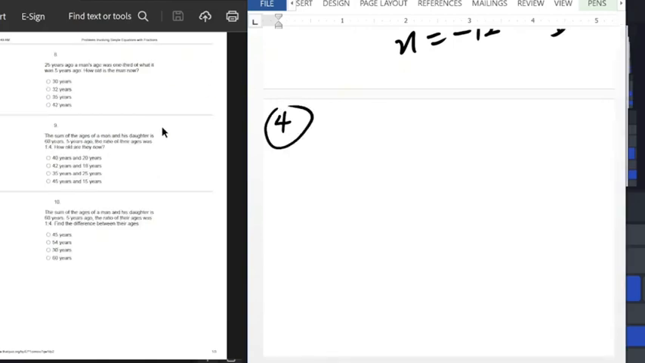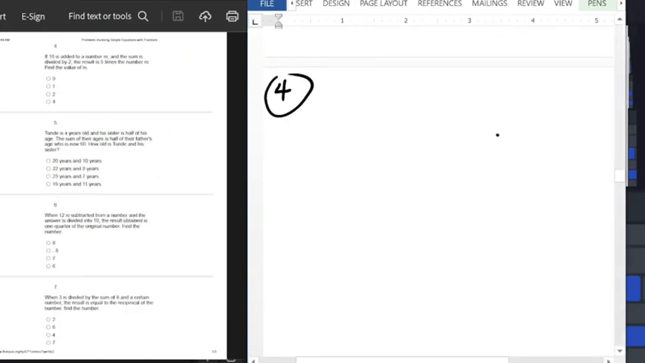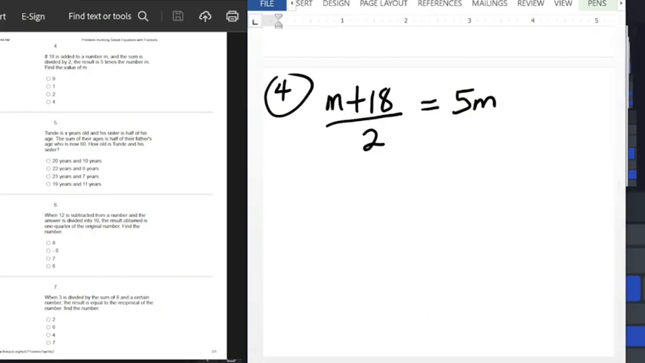Okay? So question 4, we have if 18 is added to a number m, that is m plus 18. 18 is added to it, and the sum is divided by 2. The result is equal to 5 times the number, that is 5 times m, that is 5m. So find m. So we just make this one over 1 and cross multiply.